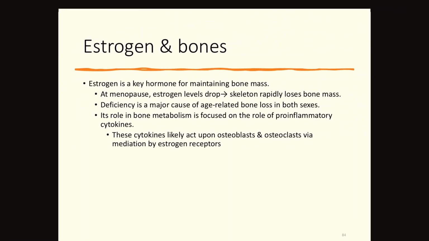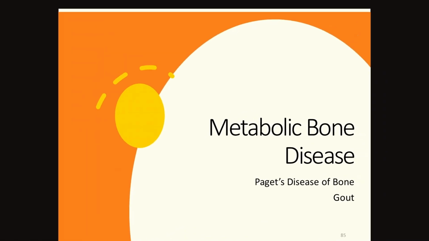Estrogens in bones: again, we talk about menopause, estrogen levels drop, and the skeleton rapidly loses bone mass. A major deficiency of estrogen causes age-related bone loss. The reason it helps is it acts upon osteoblasts and osteoclasts. So estrogens themselves will help to stimulate osteoblast activity and decrease osteoclast activity, therefore keeping your bones strong. And that's what estrogen does.